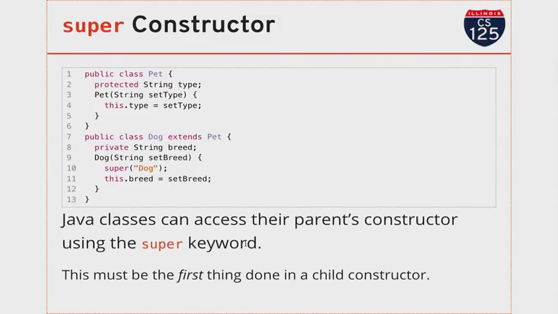Then I'm going to continue down here, and then I'm going to set the breed to whatever it is that you pass me. Again, this is a common pattern for initializing multiple levels of object inheritance. Yeah?